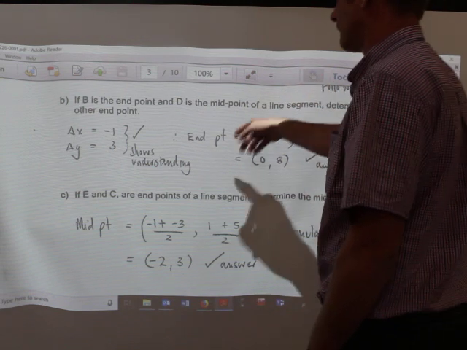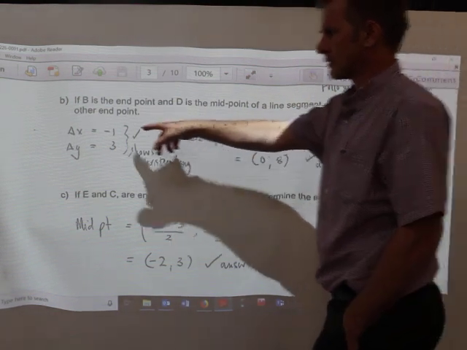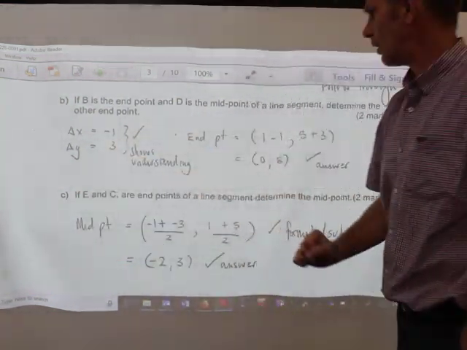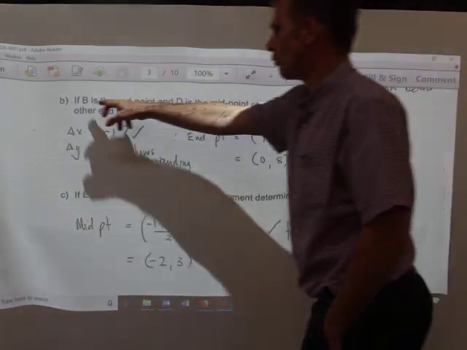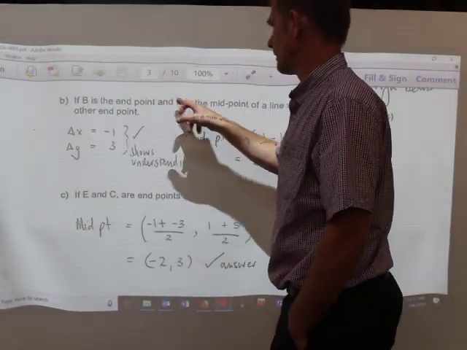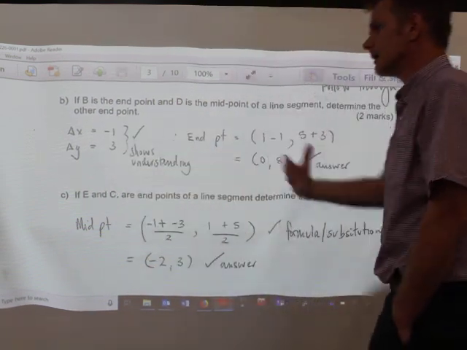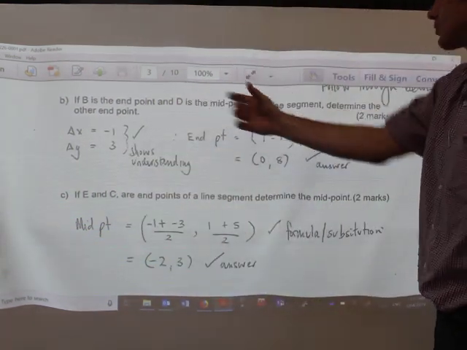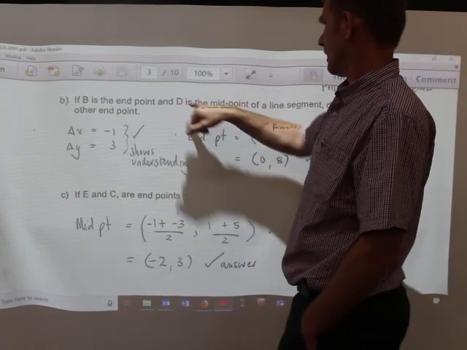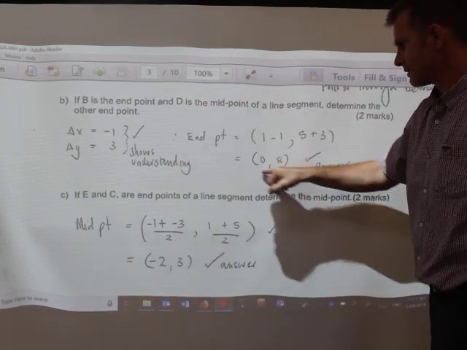A couple of different ways of finding this endpoint. I just looked at the change in the x values and the change in the y values between the 2 points that I know, an endpoint and a midpoint. So here was the change in those values, the x and y. Then I just applied those changes to the midpoint, the D, and I came up with 0, 8.